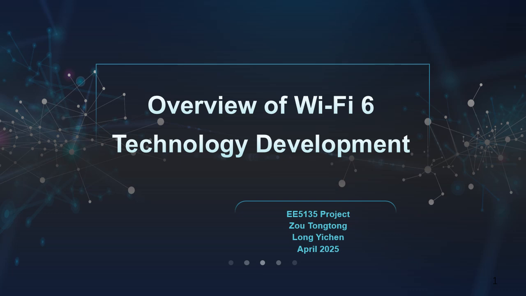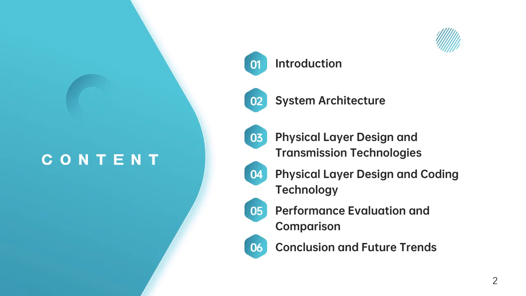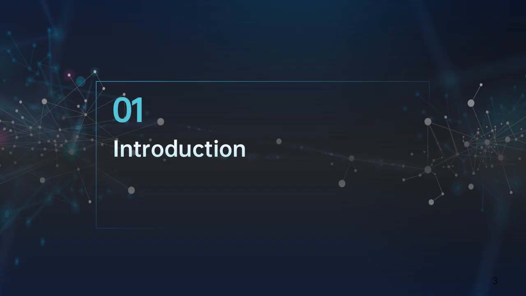Our presentation is organized into these 6 parts, including introduction, system architecture, physical layer design with the transmission technology and the coding technology. Then we'll introduce the performance evaluation and make a comparison of Wi-Fi 5 and 6. Finally, we'll conclude and introduce the future trends. Now let's move on to the introduction part.